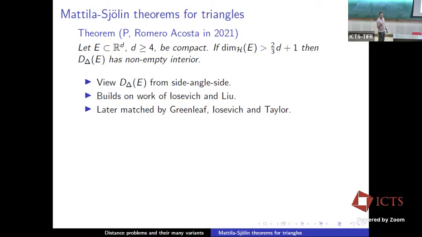Now later on, Allan Greenleaf, Alex Iosevich, and Krystal Taylor were able to take their microlocal analysis technique and refine it not once, but twice, and were then finally able to match. So they didn't get any better, but they matched our threshold and our dimensional threshold, managing to achieve the same result through that refined machinery. But it still leaves the question, can you do better? What is sharp? Can you improve the dimensional threshold?